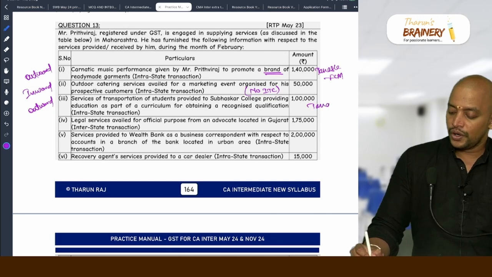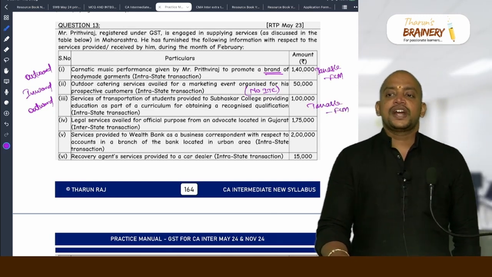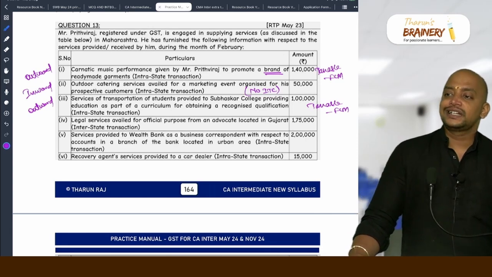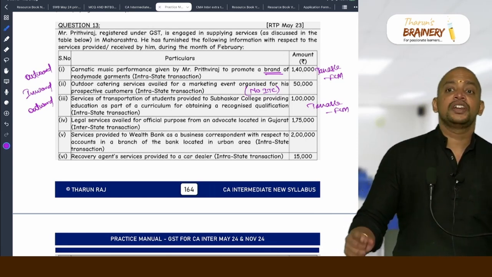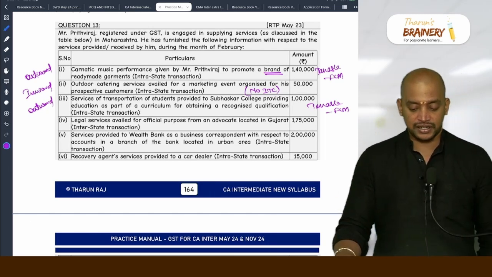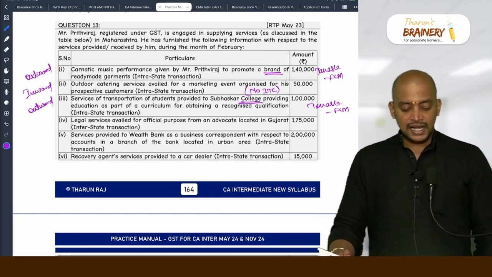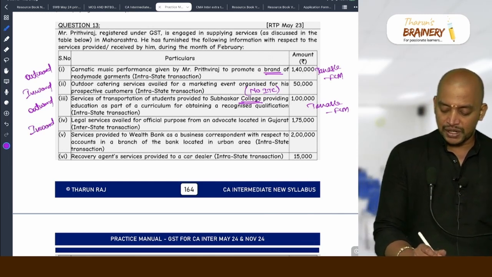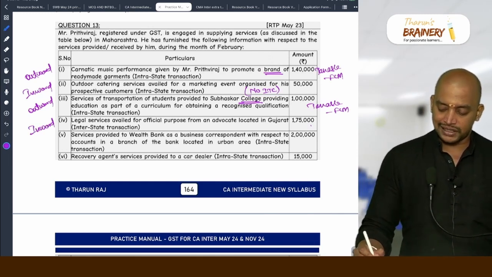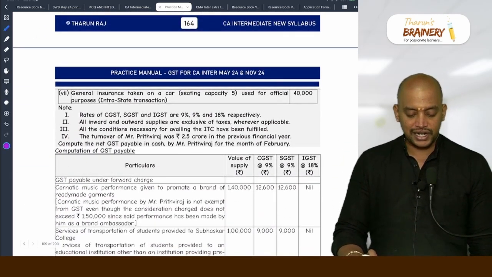Why here? Only to category 1 it will be exempted. So, transportation service, catering, then security and housekeeping within the premises only for category 1 institution is exempted. But college means it's a category 2 institution. Legal service availed, inward, for official purpose from an advocate in Gujarat, taxable, but we need to see whether their turnover during the previous year does not exceed the threshold limit.